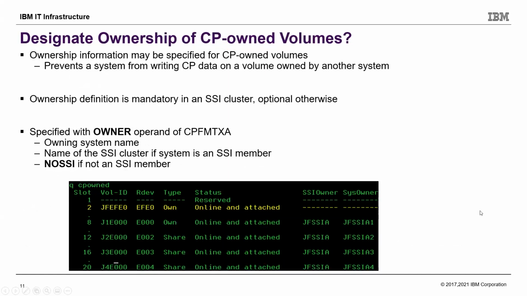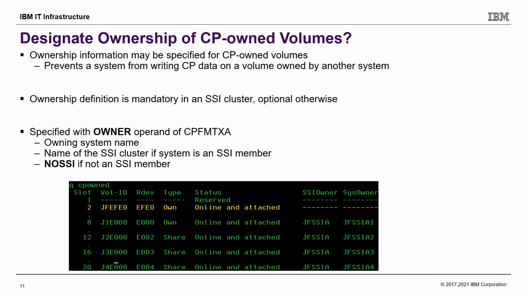For your CP-owned volumes, you can designate ownership. So you can specify that a specific system is the owner of a volume with CP space. This is handy to make sure that the correct volumes are brought online and used and updated by the correct systems. In a case where you have shared volumes, shared DASD across multiple LPARs, it prevents the wrong system from updating a volume unintentionally. It might be in the CP-owned list, but you didn't really want to use it on that system.